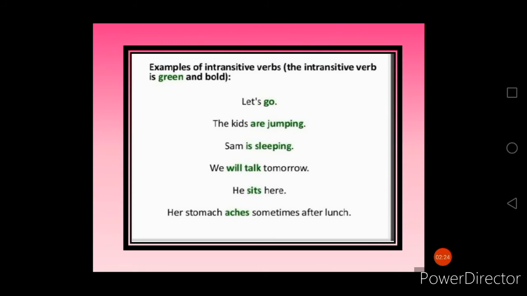Her stomach aches sometimes after lunch. Okay, here what is the verb? Ache means what? It is a pain, so it is also an action, right? So it is a verb. After this action, some adjuncts are present here. So here ache is an intransitive verb. Are you all clear, students?